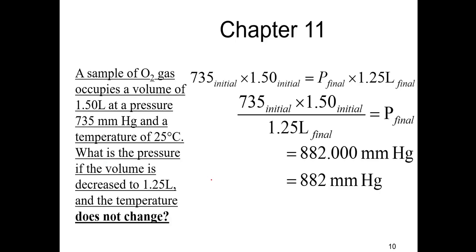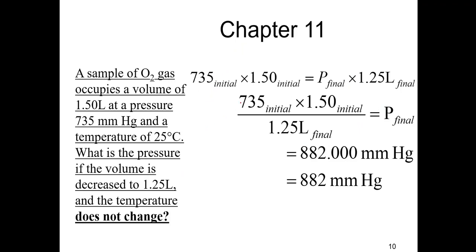So here's another problem. In this case, we're solving for what is the pressure if the volume is decreased to 1.25 liters. And so you have to plug everything in. You have to rearrange it like you learned in your math class, and then solve for the unknown. In this case, the final pressure.